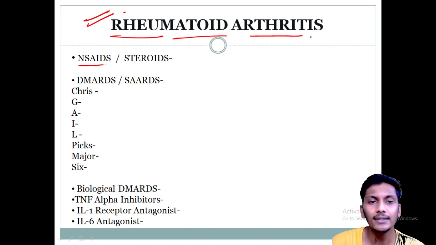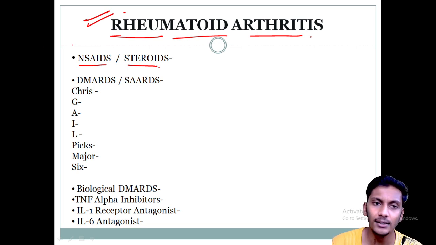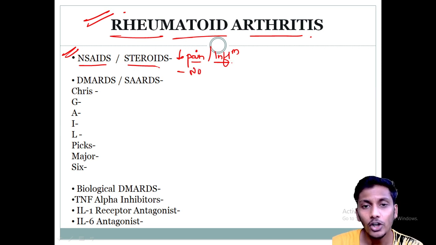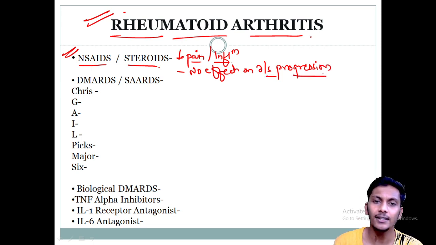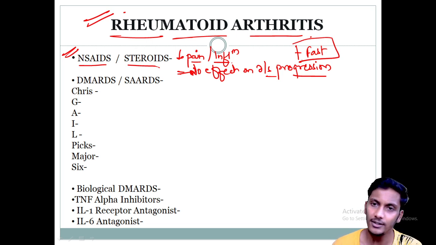Now we'll study some drugs which are used in cases of rheumatoid arthritis. If a patient presents with an acute episode of pain, for pain relief you can use either NSAIDs or steroids. What is the function of NSAIDs or steroids? They decrease the pain and relieve some inflammation, but they have no effect on disease progression. The disease continues as it is; they only give you pain relief. The last important point to remember is that NSAIDs and steroids are faster acting drugs.